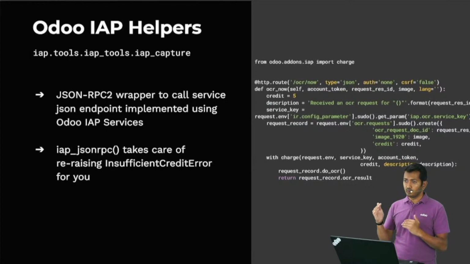So if you want to do a one-call transaction for the entire hold, charge, or cancel, then you want to use the charge API. Charge API is basically a combination of the entire transaction that we are going to see on the next slide.